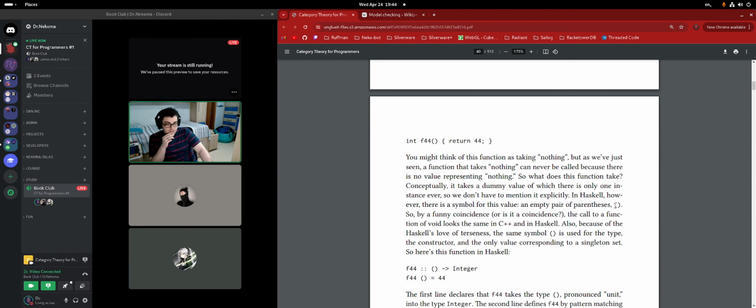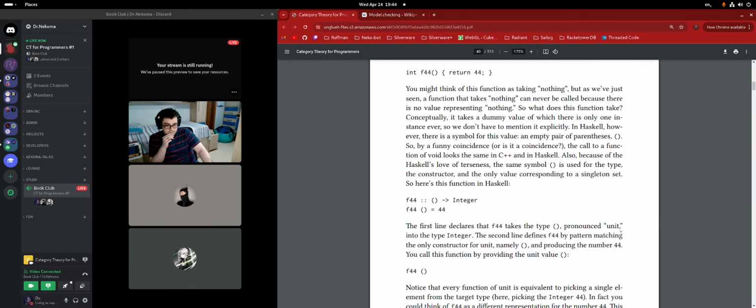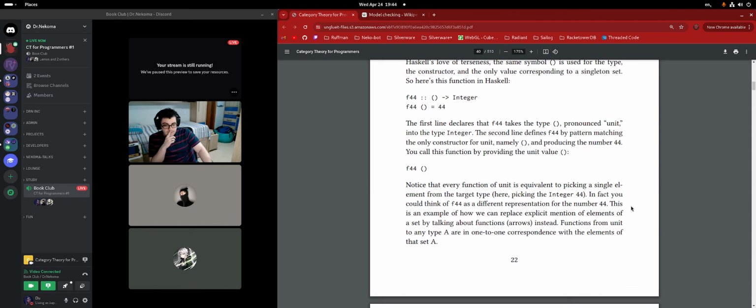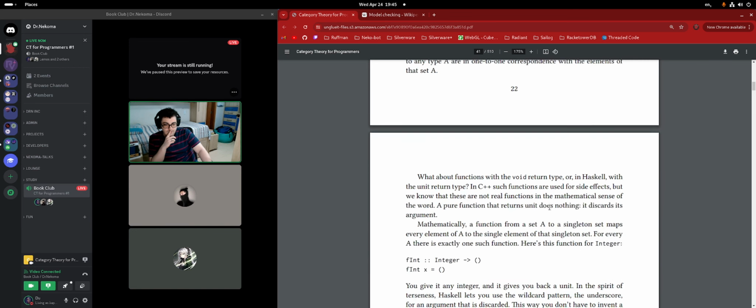So we have unit, which is open close parentheses, which is per unit, as he's saying here. Functions from unit to type A. Yeah, he's basically saying what we just said.